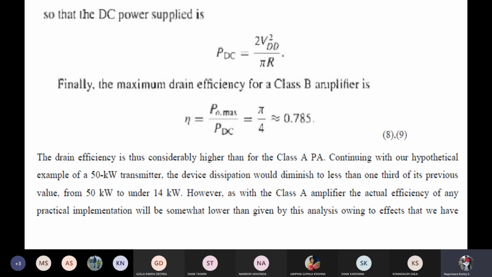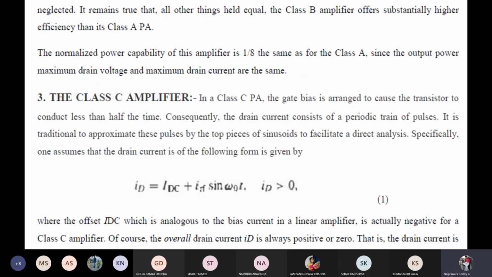For the ideal class A power amplifier, the maximum efficiency is only 50%. So in the case of the class B amplifier, the efficiency is more, the linearity is less and the distortion is more. The normalized power capability of this amplifier is 1 by 8. That is the same as that of the class A power amplifier. So the output power, the maximum drain voltage and the maximum drain current of the class B amplifier are the same.